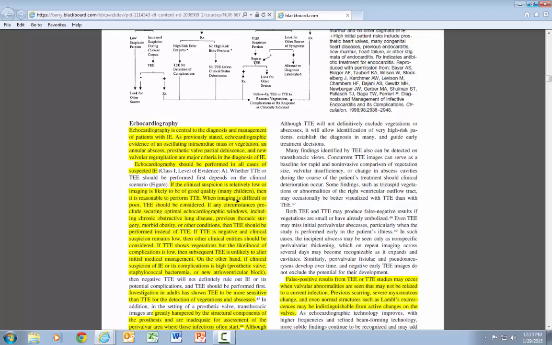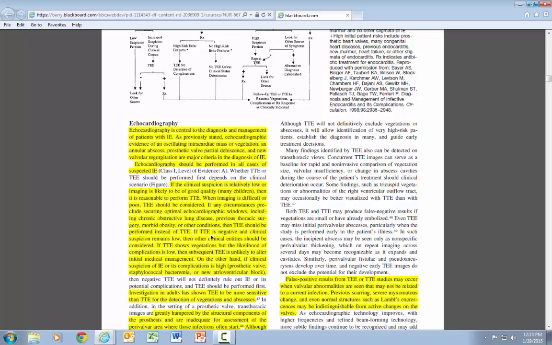So when the imaging is difficult or the window is poor, for example, when do you think the window for echocardiography is poor? In patients that have obstructive lung diseases such as asthma, COPD, chronic bronchitis, any prior thoracic surgery, morbid obesity. So instead of doing a transthoracic echocardiogram, you should do transesophageal.